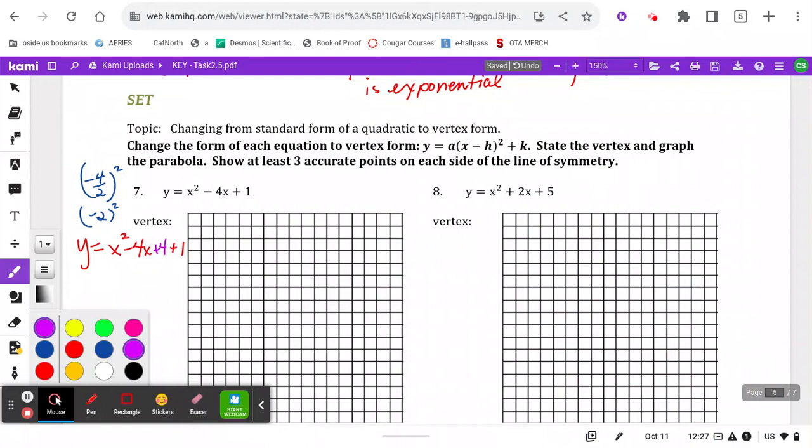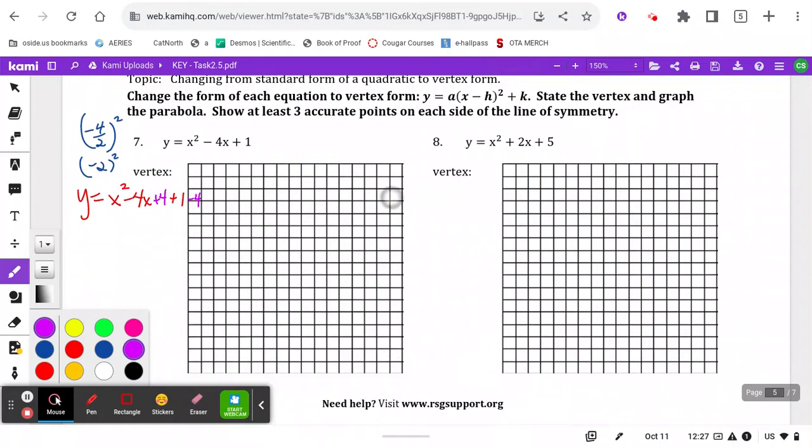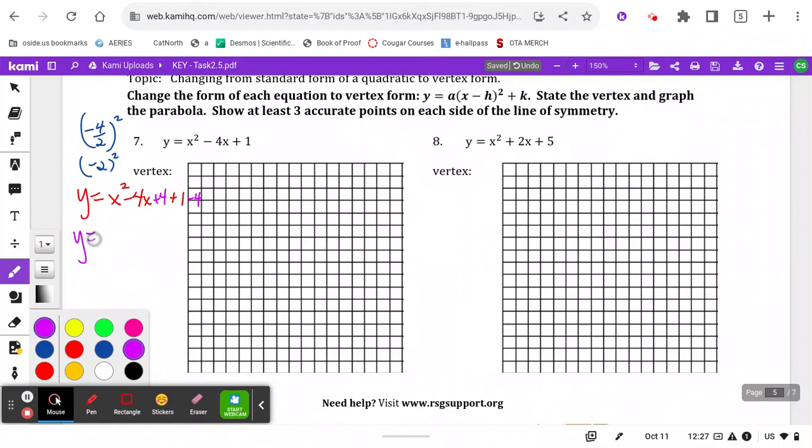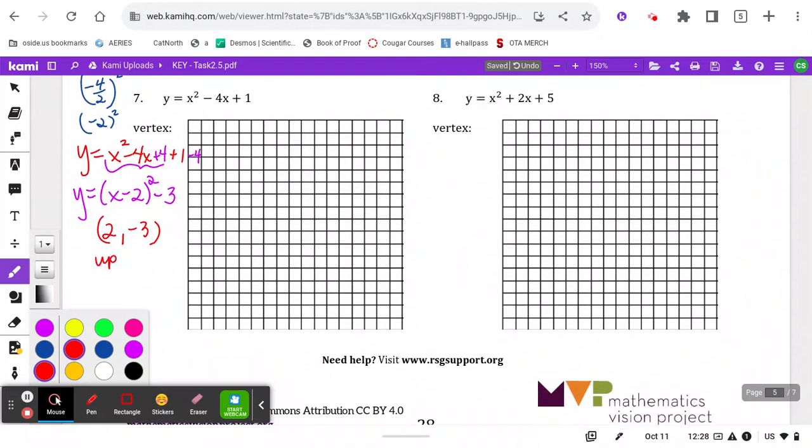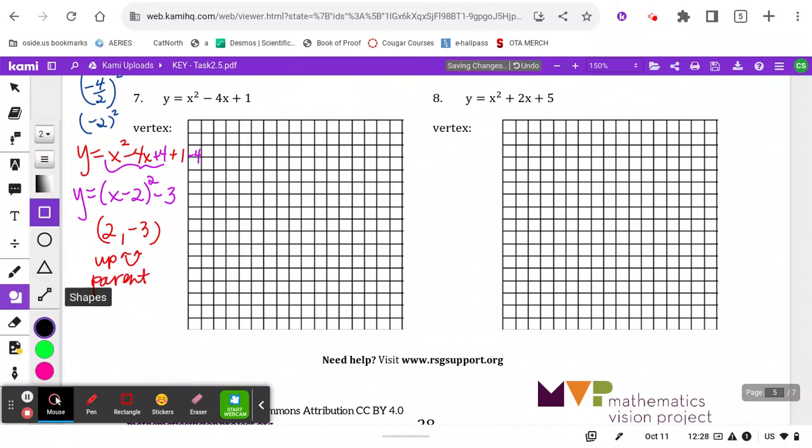I'm going to add 4 and subtract 4 to balance. That gives me the x minus 2 squared from this. And then 1 minus 4 is negative 3. Now I can see that my vertex is at 2, negative 3. This is going to be an upwards orientation of parent stretch. Out 1, up 1, out 2, up 4. So let's go make our graph.